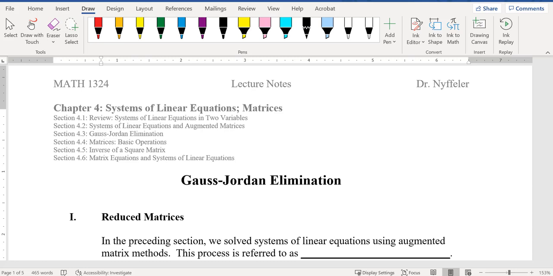Welcome back to Math 1324. We are in Chapter 4, Systems of Linear Equations and Matrices. And today we're going to talk about Gauss-Jordan elimination, Section 3.